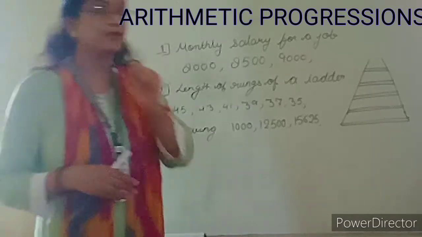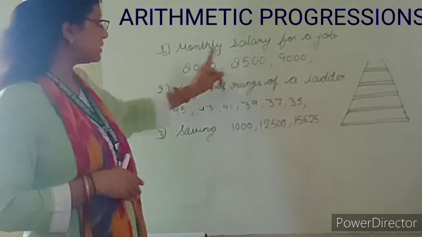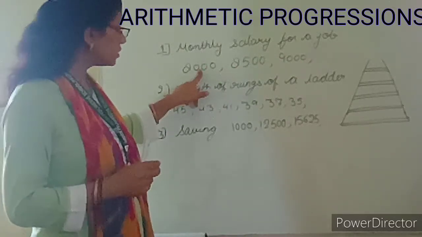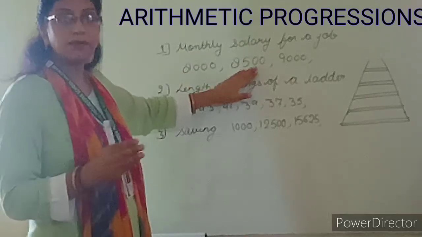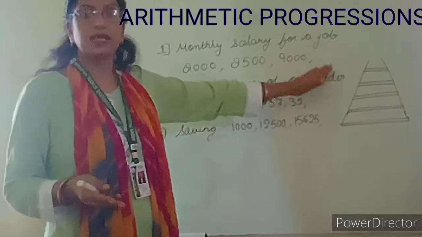I gave you the monthly salary for a job. Monthly salary for a few persons is 8,000. Then after that there is an increment: 8,500, then 9,000, then something else is there.